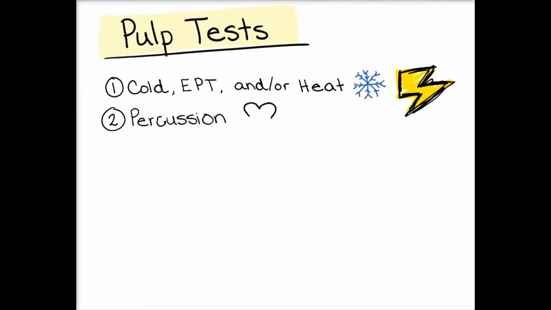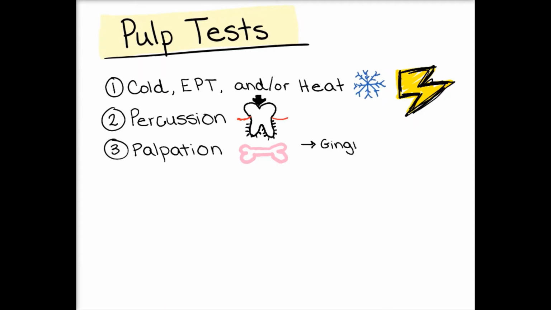So next we're going to look at percussion. You're going to percuss the tooth or teeth in question. This will tell you about the status of the periodontal ligament, or PDL, which I will draw here so that it's easy to remember. You'll also want to palpate the gingiva on the buccal and lingual sides of the tooth. I'll draw a pink bone so that you can remember that we're looking for inflammation or sensitivity in the gingiva and in the surrounding bone.